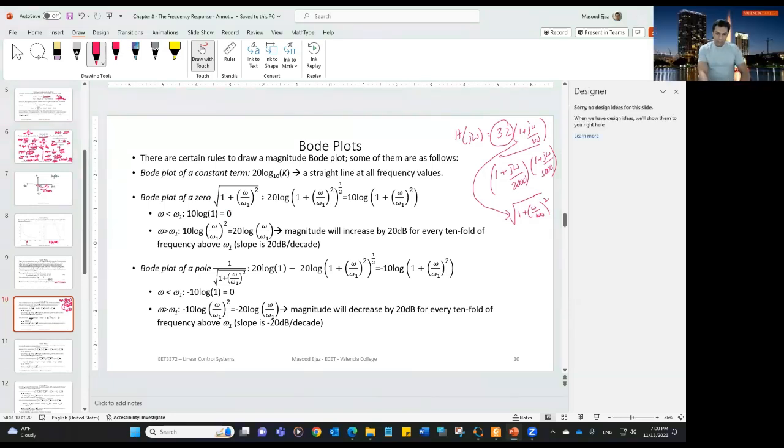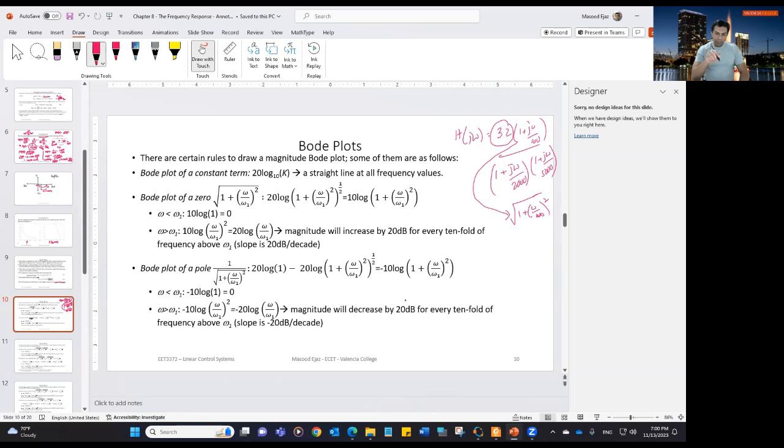So observe how it is written. The Bode plot of a zero is the square root of 1 plus omega over omega 1 squared, which is the same thing as this. Omega 1, of course, here is 100, which is the cutoff frequency for that part. So when you take 20 log 10 of this term, the power half is going to come here, by the rule of logarithms, and it's going to become 10 log of 1 plus omega over omega 1 squared.